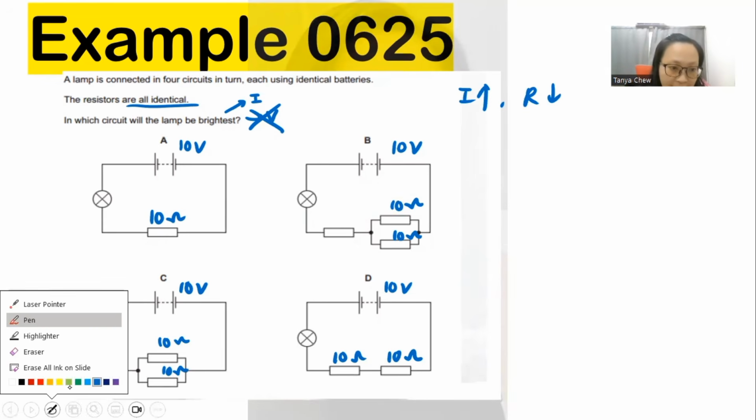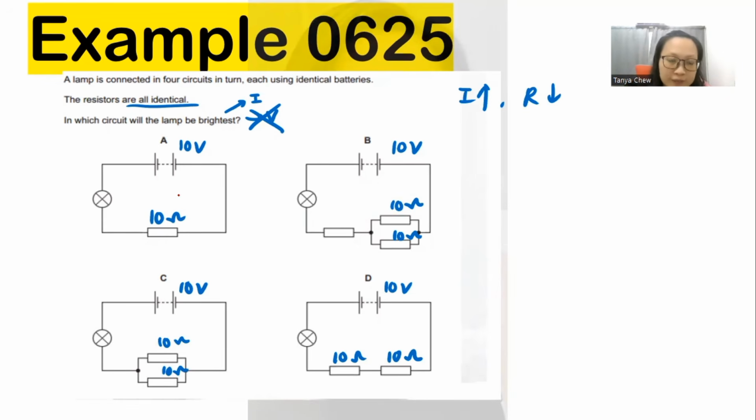So now we are going to do that. I'm going to look at one. One is 10 ohm, so the resistance is 10 ohm. And the second one is also 10 ohm. So let me change to this color first. These two are connected in parallel, so I will have to solve for these two first.